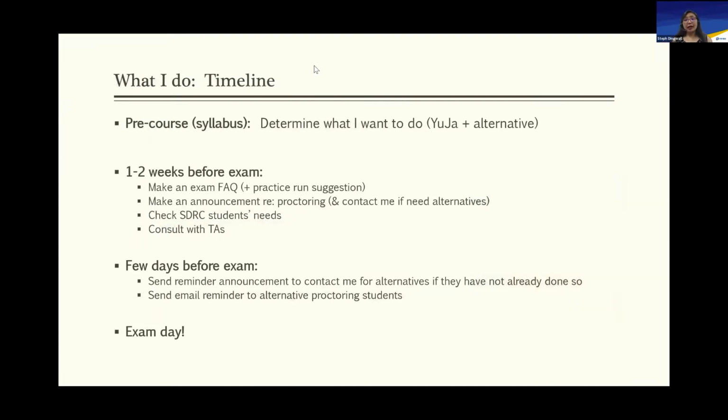So what I do in my timeline, how I prepare for my proctored exams: first of all, I let the students know what to expect. In their syllabi, basically pre-course, I determined that I do want to use UJA plus an alternative, and that's very clearly stated in the exam section. About a week or 2 before the exam, I make a frequently asked questions page, and I'm more than happy to share if anyone wants to see what mine looks like. I ask them, if this is their first time using a proctoring software like UJA, to do a test run so that they're comfortable with it prior to the exam day.